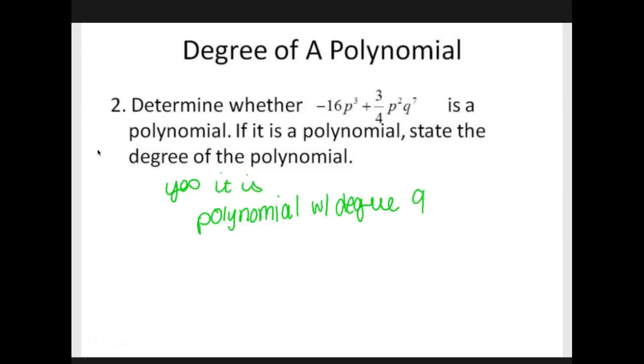Okay, example number 2. This is a polynomial. We have p cubed plus 3/4 p squared q7. The degree is 9 because we add the degrees of the exponents of the monomial.